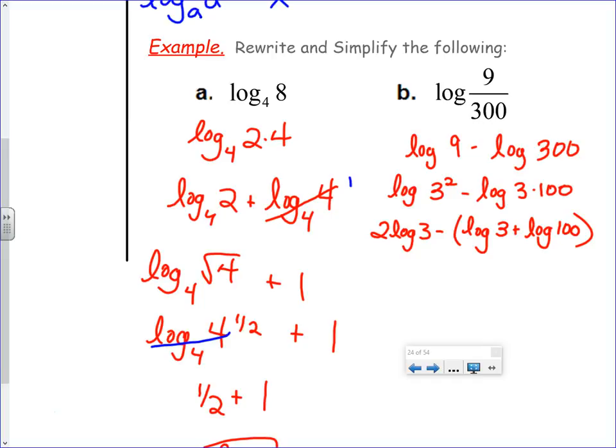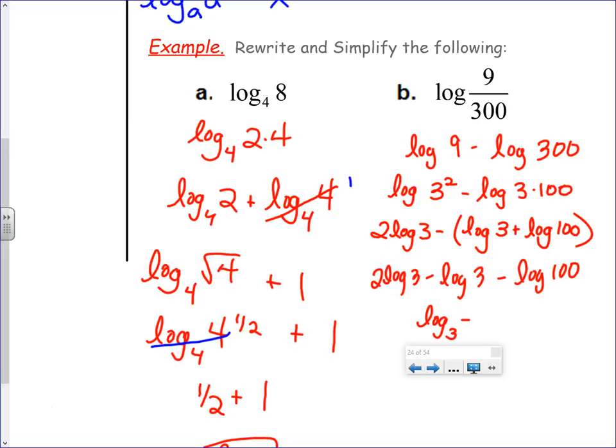The product property then. Okay. I can distribute that negative. 2 log of 3 minus 1 log of 3. They're common. Minus log of 100. Okay, what can I do with 2 log 3 minus 1 log 3? I can't get rid of the log, but I can combine my terms. What's 2 minus 1? 1. Okay. Log base 3 minus.